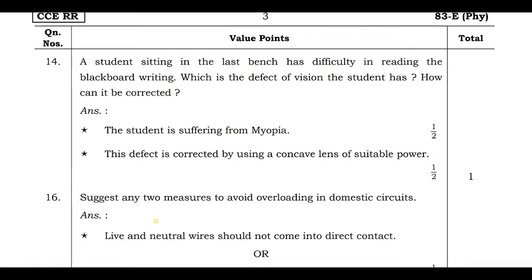A student sitting in the last bench has difficulty in reading the blackboard writing. That means he cannot see the far object. What is the defect of vision the student has? How can it be corrected? The student is suffering from myopia. That means he cannot see the far object. This defect can be corrected using a concave lens. The myopia can be corrected by using what? Concave lens.